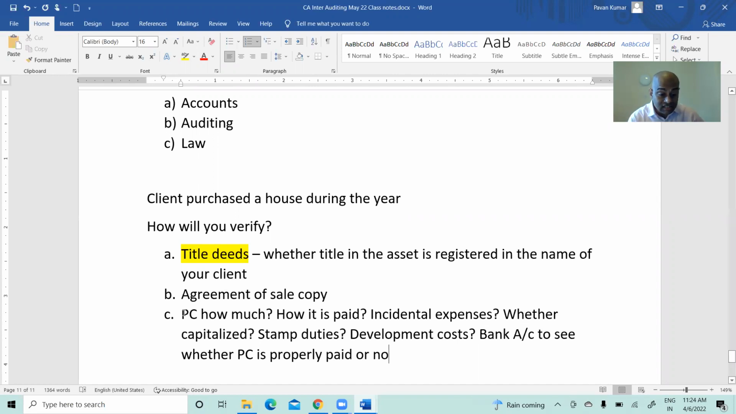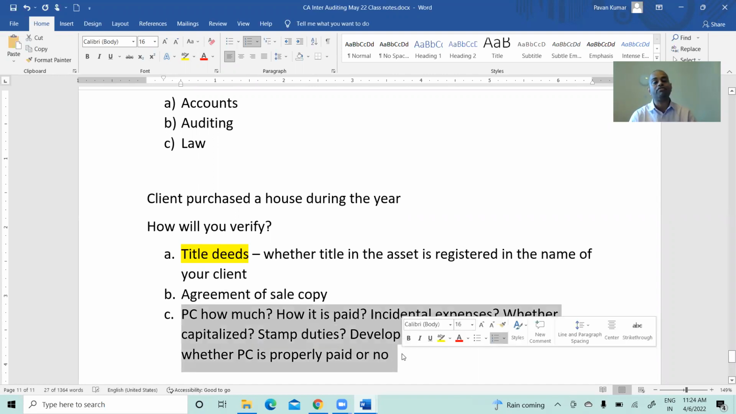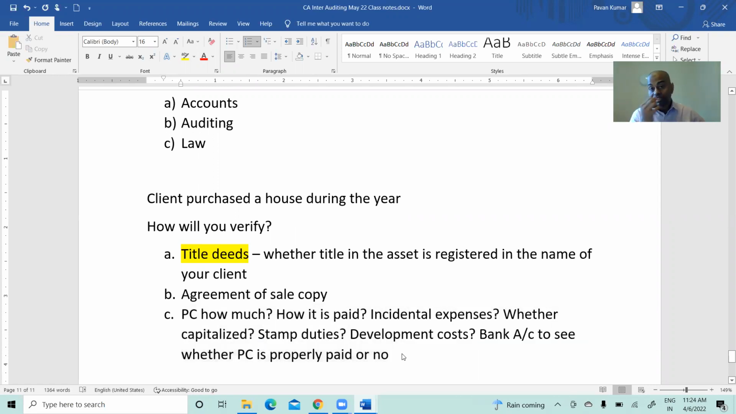So this is the transaction we are verifying. Maybe I might have paid in installments. Maybe I might have taken a bank loan for this. If I have taken a bank loan, I might have incurred so many incidental expenses relating to the loan, and I have to disclose in my balance sheet that this is a particular housing loan, mortgages.